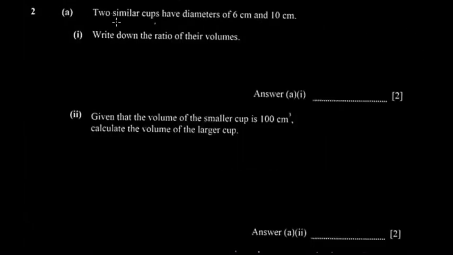So the first one says two similar cups have diameters. You're given these diameters and you're asked to write down the ratio of their volumes. Okay, also called the volume factor, the volume ratio factor. And then you're given that the volume of the smaller cup is 100 cubic centimeters. Calculate the volume of the larger cup. Okay, you're now applying proportion.